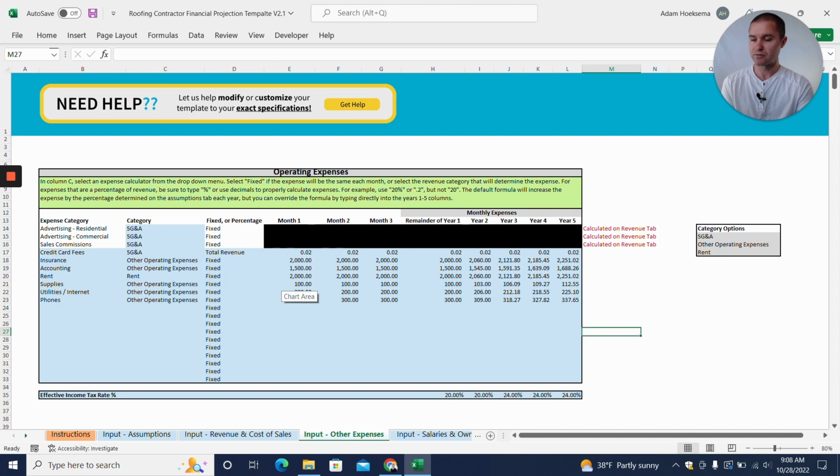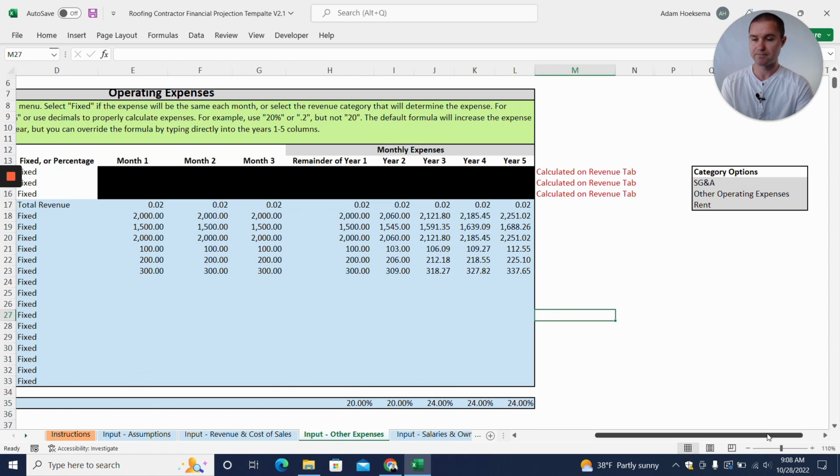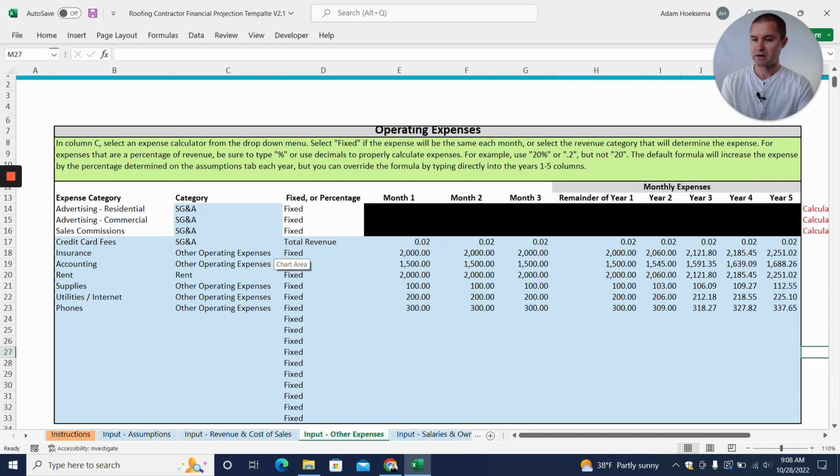Now we can jump over to our input other expenses tab here. I'll zoom in a little bit. And so these first 3 lines, they're blacked out here because we've actually already calculated this on the input revenue. The advertising that we're spending for residential, for commercial, and the sales commission, these 3 expenses are already calculated on that previous tab. So we just have a slot in here for them, but we're not calculating them on this page.